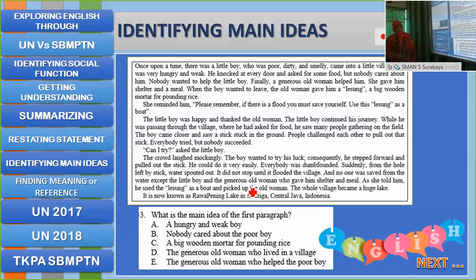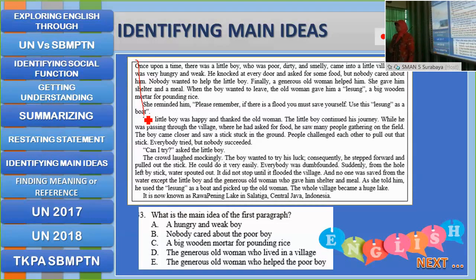The question asks the main idea of the first paragraph. And the narrative usually starts with once upon a time. Now, what do you think of the main idea of the paragraph? The main idea is actually a sentence in a paragraph that is supported with some other details.